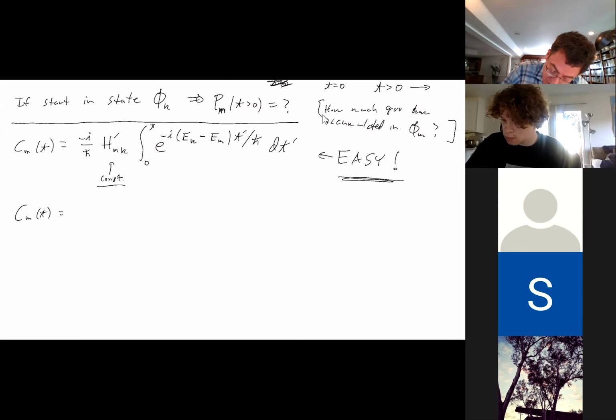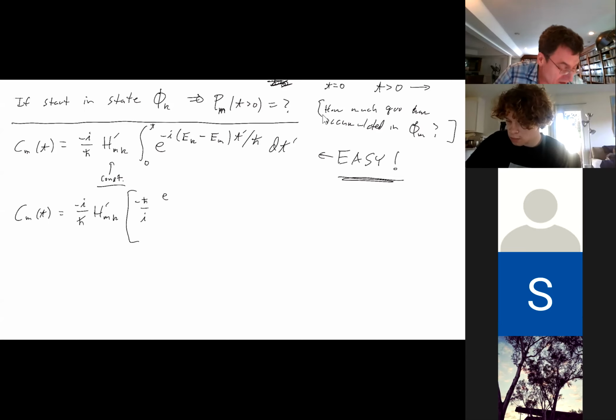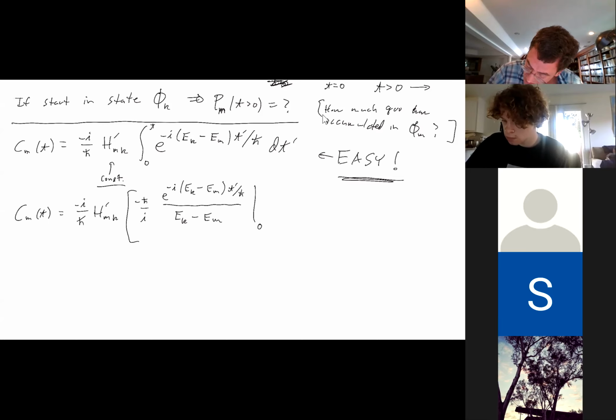It's going to be negative i over h bar, H prime m k. Now let's solve that sucker. And when we solve it, it's this: minus h bar over i, e to the negative i (E_k minus E_m) t prime over h bar, divided by E_k minus E_m. And I know that every one of you can do this integral. Maybe it might be hard to do it in real time, but if you sat down for a few minutes, you'd be able to do it.